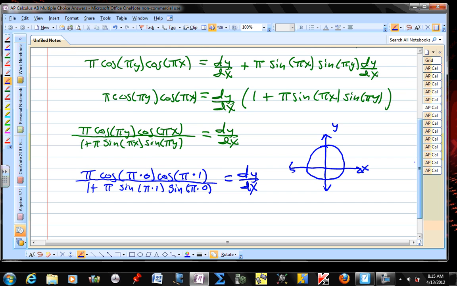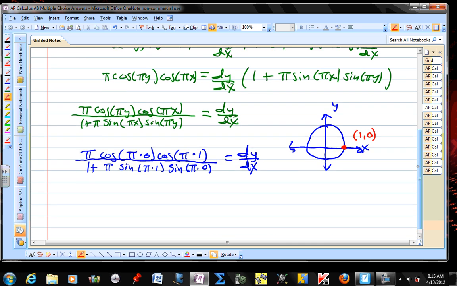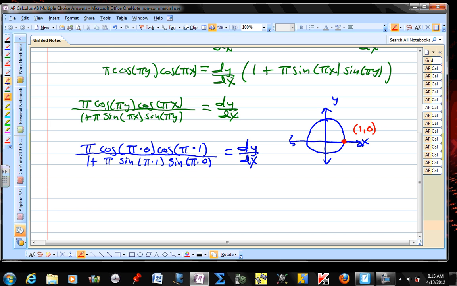Okay, now let's see here. For 0 radians, we can tell that the cosine of 0 is 1 and the sine of 0 is 0. So let's see how that helps us clean this up. Pi times the cosine of pi times 0, so the cosine of 0, which is 1, times the cosine of pi times 1. Well, pi is over here at (-1, 0). The cosine of pi is negative 1.